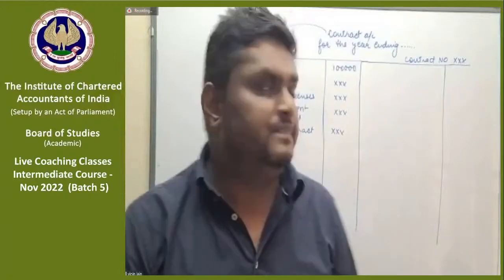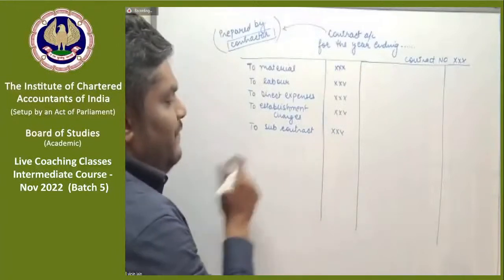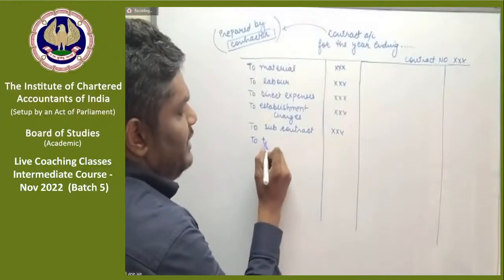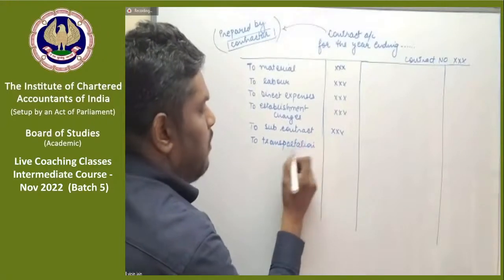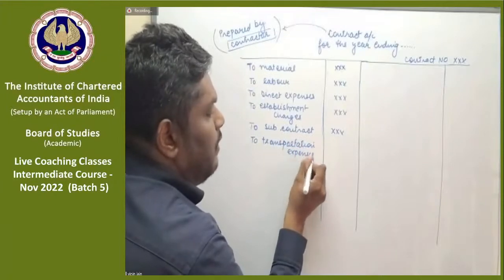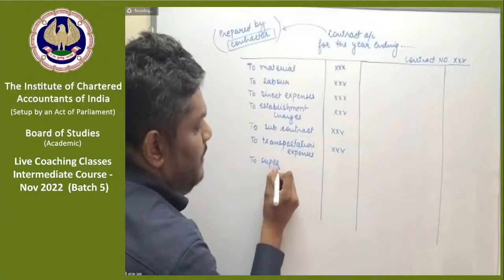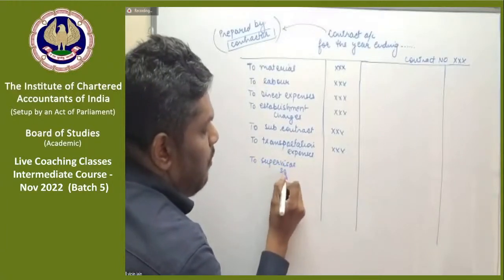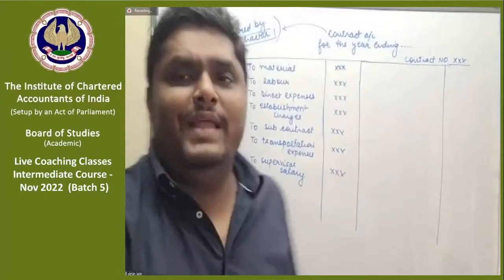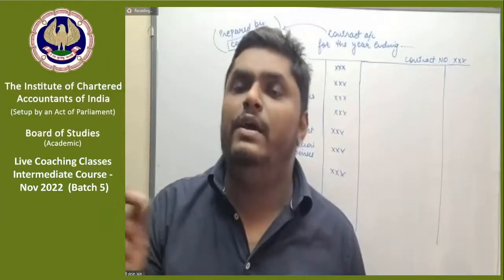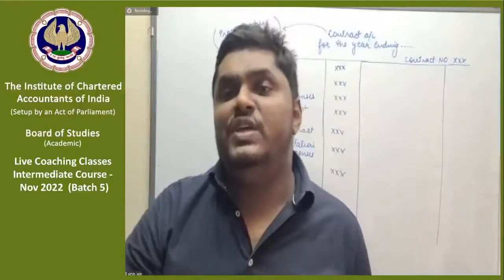Now, if any further expenses are given, let's say transportation expenses, it will be recorded. If any supervisor salary is paid, it will be recorded. So whatever expenses are incurred that are indirectly or directly related to a contract will be recorded. Apart from this, depreciation is to be recorded.